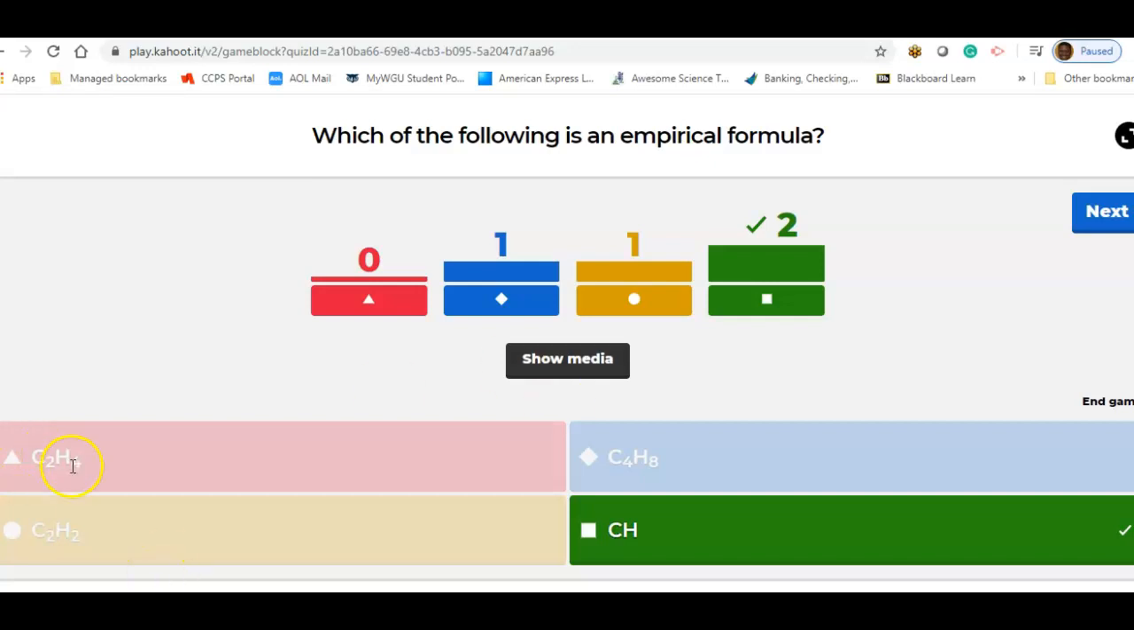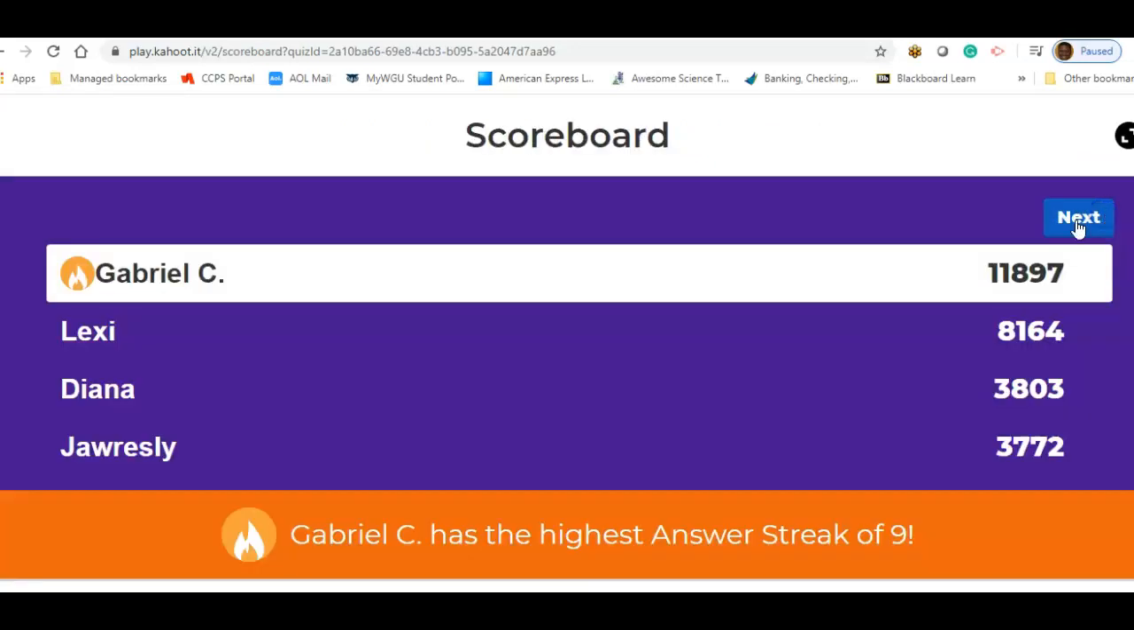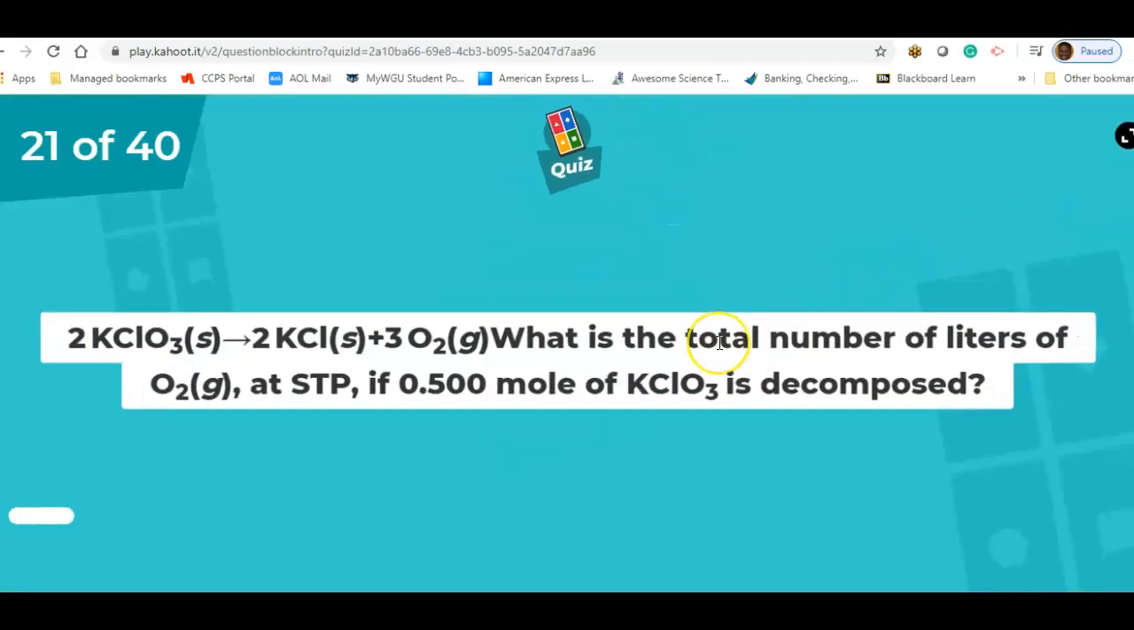Oh. C2H4, you can reduce that to C1H2. That is a molecular formula. C4H8 can also be reduced. C2H2 can also be reduced. So all these three are molecular formulas. But CH is the simplest ratio. That is the definition of empirical formula, the one that has the simplest ratio. So CH cannot be reduced again to anything. That is the simplest form of it. All right? Okay. Bye.